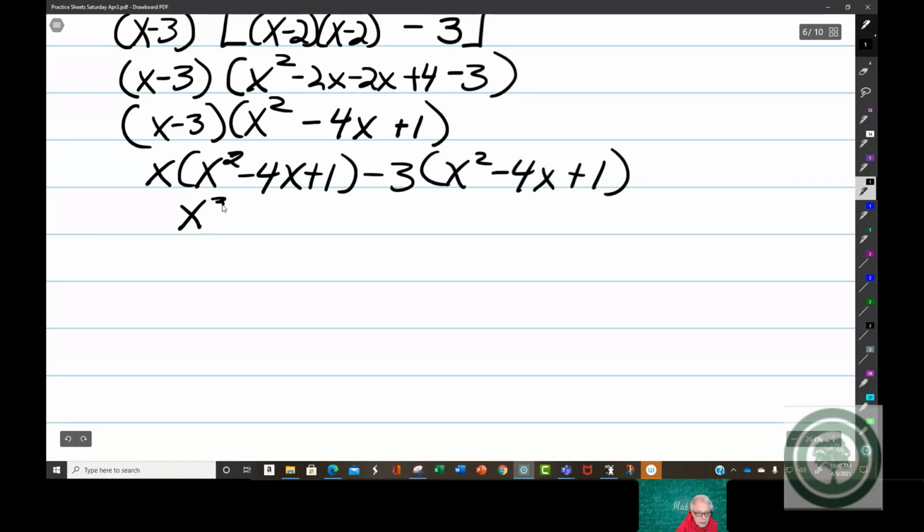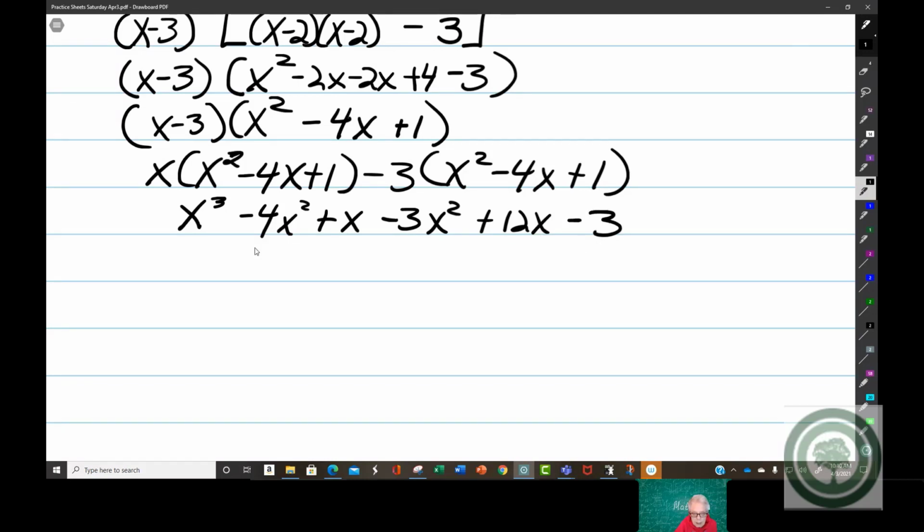Right, so x to the third minus 4x squared plus x minus 3x squared plus 12x minus 3. So that'll be x to the third, minus 4x squared minus 3x squared is minus 7x squared. And x plus 12x is plus 13x minus 3. Ta-da!